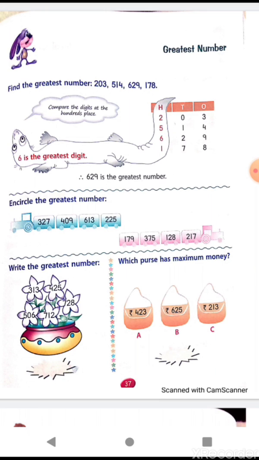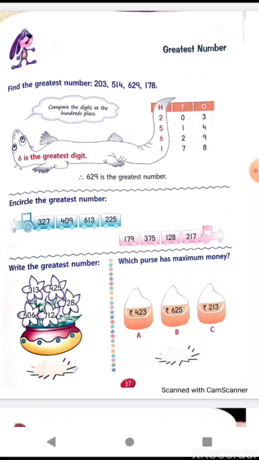4 numbers are given: 327, 409, 613 and 225. All the numbers have equal number of digits, that is 3. So we compare the digit at hundreds place. So the digit at hundreds place is 3, 4, 6 and 2 respectively. So the number with 6 at hundreds place would be greatest. So in this case it is 613.